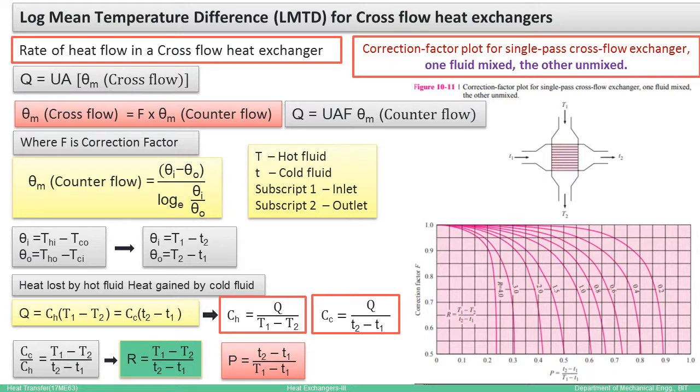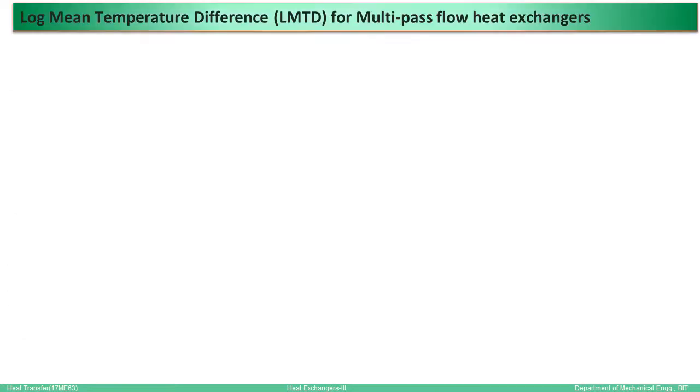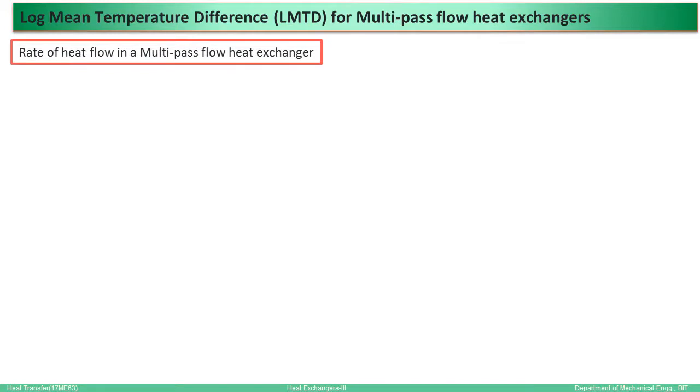This plot is for a second case where one fluid is mixed and the other fluid is unmixed, where R and P are supposed to be the same, and also the correction factor. The method of obtaining the correction factor from R and P remains the same. And this kind of study is extended to even multipass flows. Multipass flow heat exchangers also use a similar concept in obtaining the temperature difference.